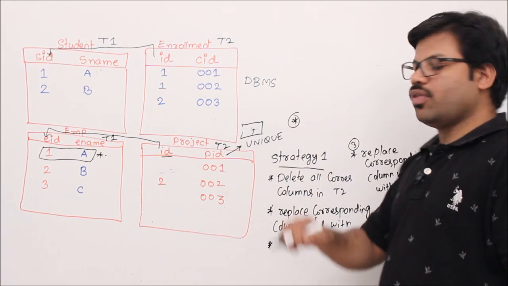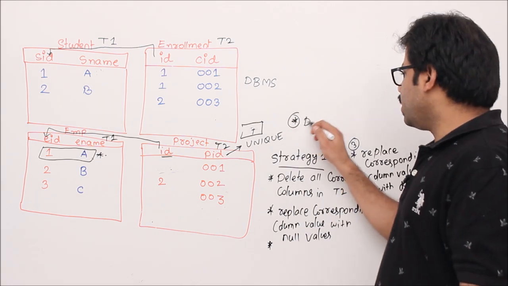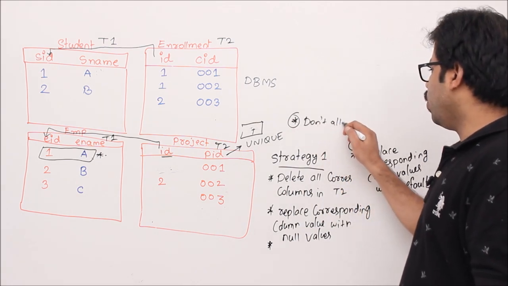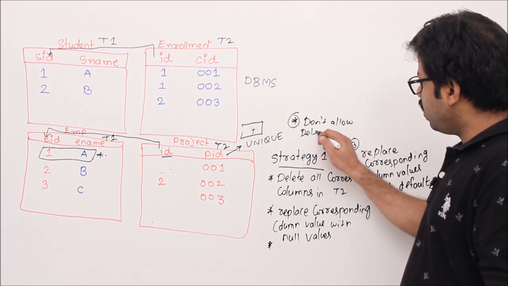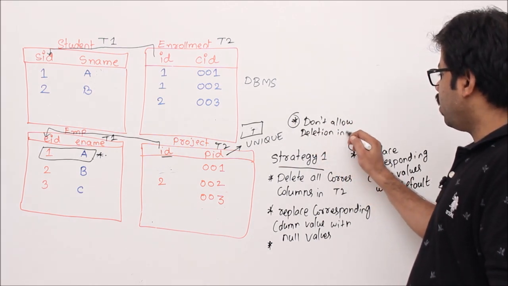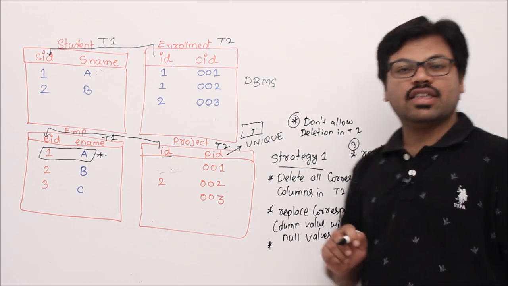What is strategy number 4? Don't allow the deletion in T1. Okay, don't allow deletion in T1, right? So this is strategy number 4.